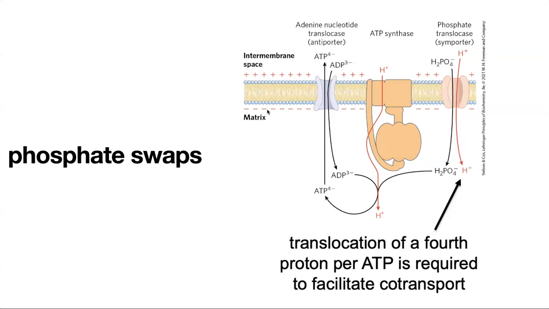And then indirectly, the gradient we're producing is also being used to power this other swap. But when we think about direct numbers for our accounting purposes, we typically just consider that there's this one extra proton that you need, because that's the one directly related to the transport of that inorganic phosphate. Whereas here, it's just an indirect effect, and we're not directly transporting a proton, we're just changing the relative charges on the sides and lowering the electrochemical gradient that way. The electrical part, but not the chemical part.